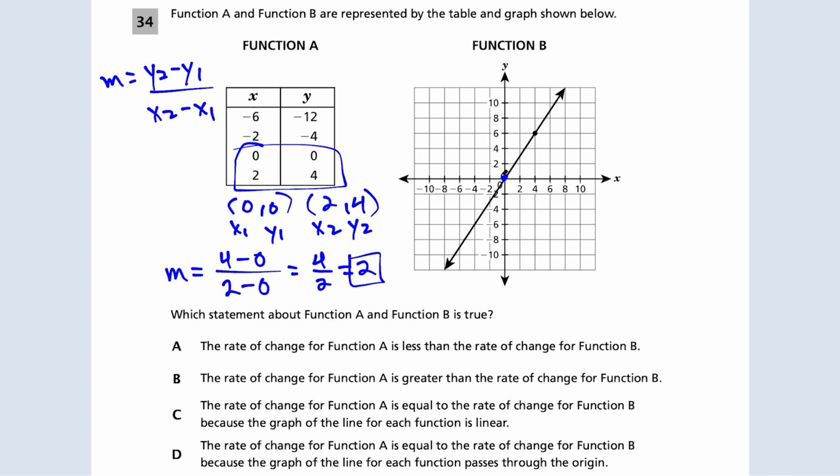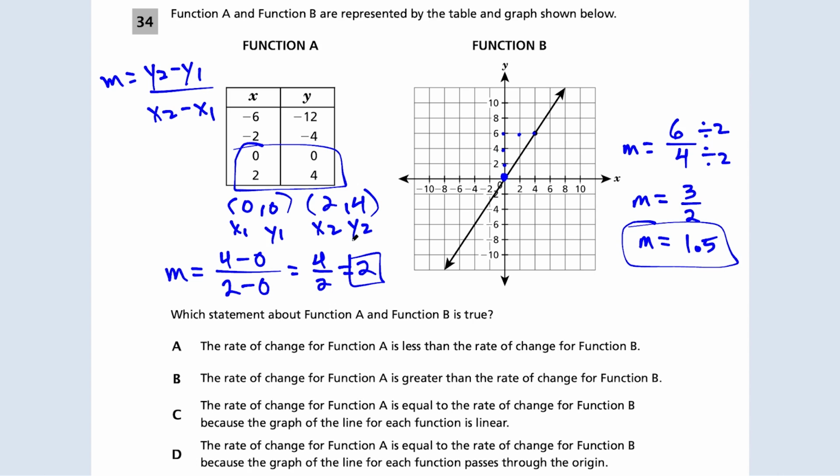And now I look at this line here, and I could use this formula all over again, or I could just count the rise over run. And notice that I have to rise. I'm going up 2, 4, 6. So I'm going up 6, but I'm going over 2, 4 like this. So I'm rising 6 and I'm running 4. And if I simplify this, dividing the top and bottom by 2, this simplifies to 3 over 2. Or I could say 3 over 2 is equal to 1.5. So when we compare these two slopes here, we could see that function A has a greater slope than function B. So the rate of change for function A is greater than the rate of change for function B.